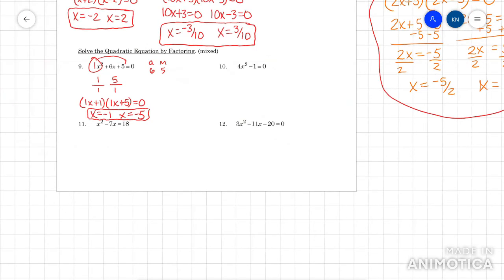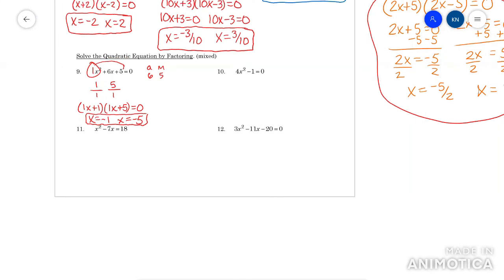Okay, the next one, notice the difference. Like the one we just did had 3 terms, so it was a trinomial. This one that we're about to do has 2 terms, so it's a binomial. It's a difference of squares. It's a giveaway because 4 is a perfect square. All right, so factor it as a difference of squares, 2x plus 1, 2x minus 1 equals 0. Then set each of those factors equal to 0 and solve. Like that.